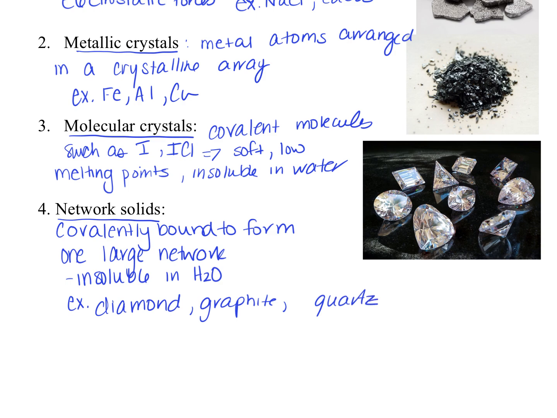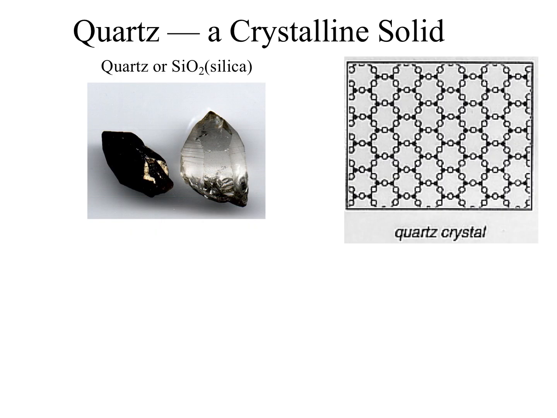Now, quartz is pure silica, SiO2. It's nothing else is mixed in. And so I want us to contrast quartz, which is a crystalline solid, with glass, which is an amorphous solid. So I want us to dig around into that just a little more. So quartz, I said, is a crystalline solid. It is SiO2, which is called silica.